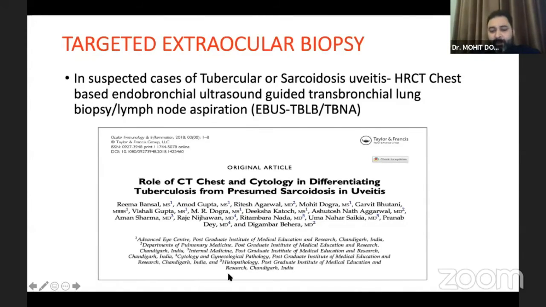We had a publication on that in which we were able to have 30% patients who were confirmed to have either sarcoid or TB based on that. That is something that should be looked at. Of course, it would not be done by you, but has to be requested by you so that your interventional pulmonologist can do it and help you out.